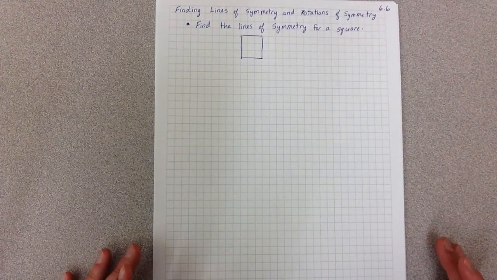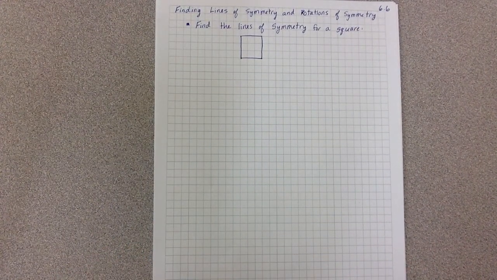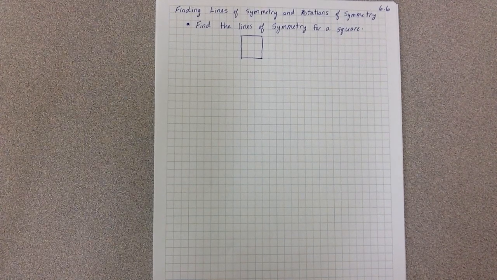These are the notes for finding lines of symmetry and rotation, and these are from 6.6. So the first thing we're going to do here is find the lines of symmetry for a square. Remember, the lines of symmetry allow for the square to be folded over onto itself and to line up.